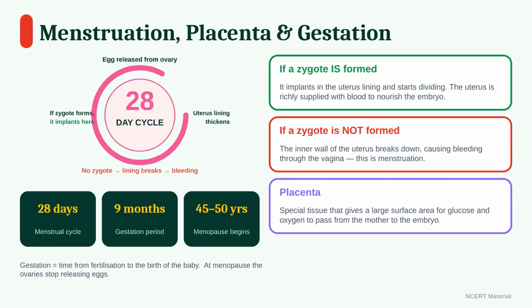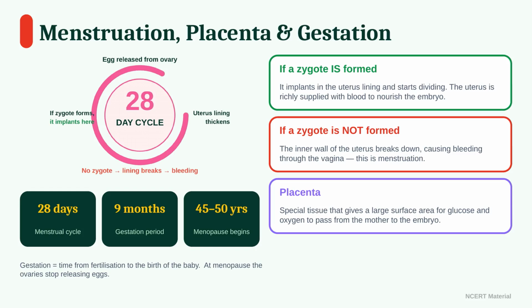If the egg is fertilized, the resulting zygote implants into the uterus lining, which is richly supplied with blood to nourish the growing embryo. But if no zygote forms, the thickened inner lining of the uterus simply breaks down, causing bleeding through the vagina, and that is menstruation, which typically follows a 28-day cycle.